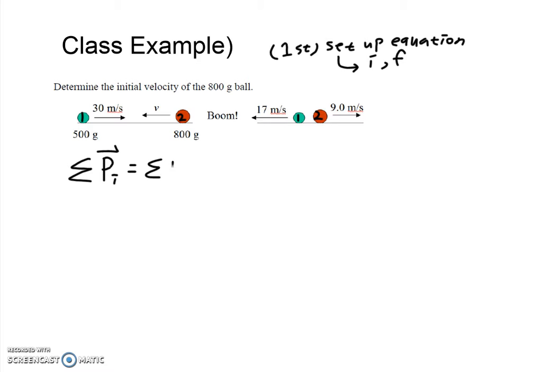Pi should be equal to Pf. My initial momentum should be equal to my final momentum. Now, what happened in here is we do not know one of the initial velocities, which is carried by our moving object number 2.